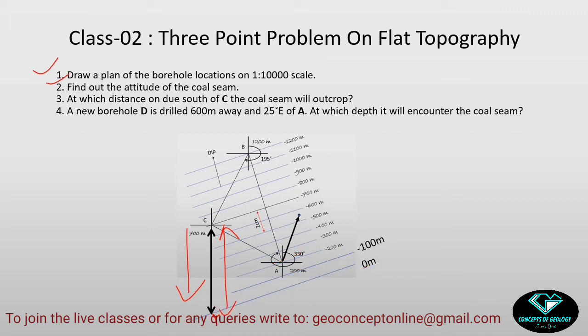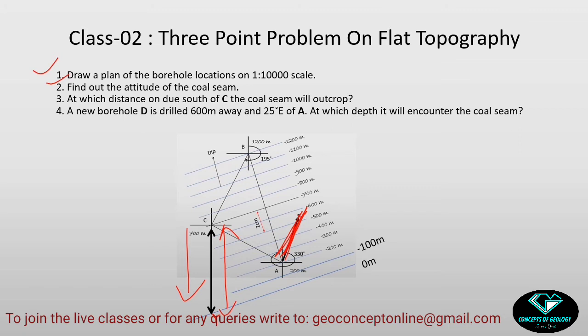Okay, then the next question is, a new borehole D is drilled 600 meter away and 25 degree east of A. So suppose I have drawn the 25 degree east of A here, and the distance is 600 meters. So that means the length will be 6 centimeter. Suppose I have reached here on this point.